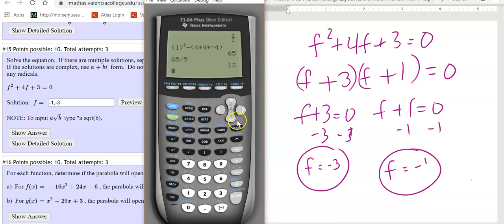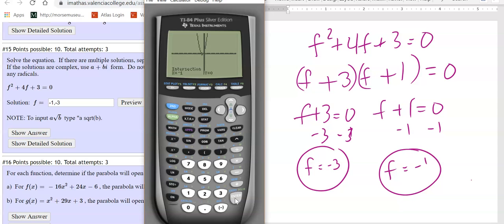Okay, so let me just show you one more last time for fun. So I put it in here as x squared. There is no such thing as an f on here, not easily. So you just say an x instead. It's equal to 0. I always use y2 is equal to 0. You leave that one in there. And then you're going to say second trace 5. 5 is intersect. So we're looking where it intersects with the x-axis. And I'm going to say enter, enter, enter.